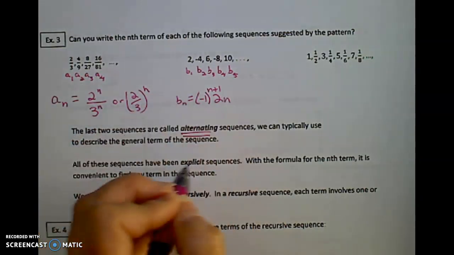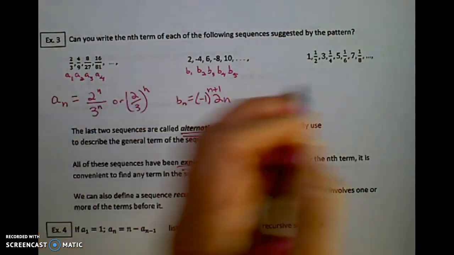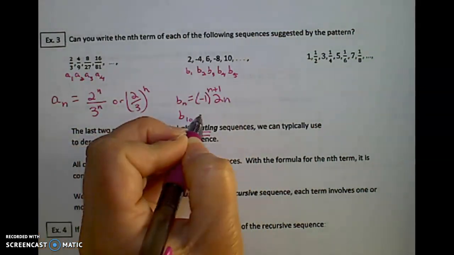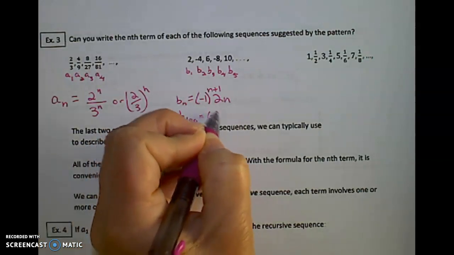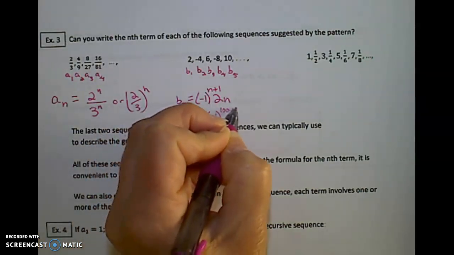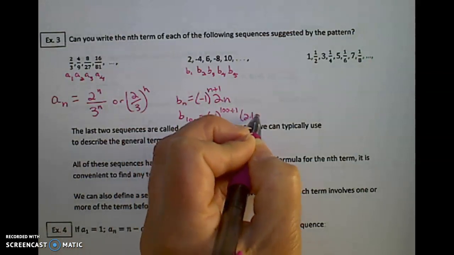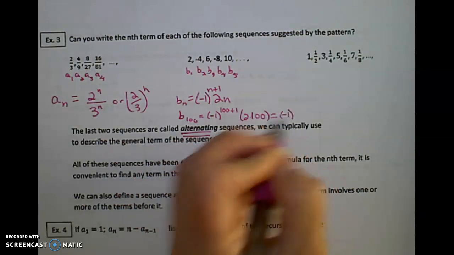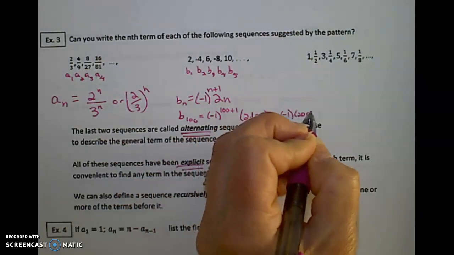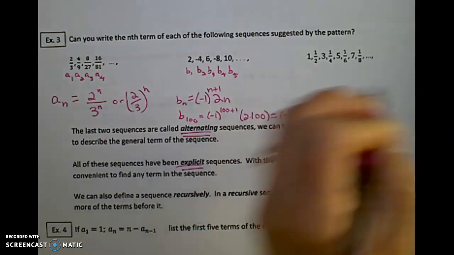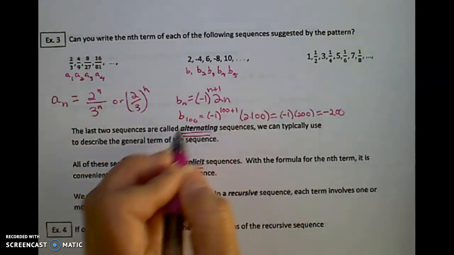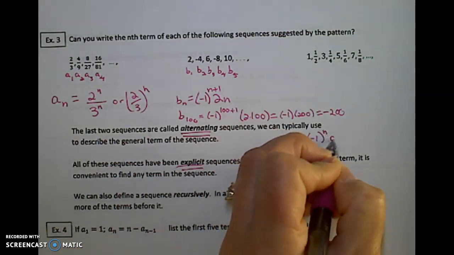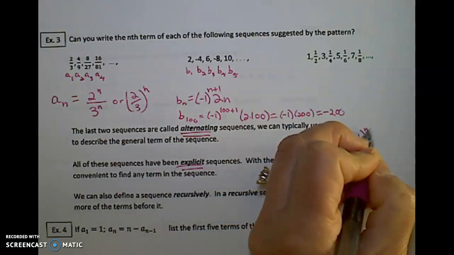The nice thing about an explicit sequence, which all of these is, I can find an explicit formula. If I asked you to find the 100th term of this pattern, you could. That would be negative 1 raised to the 100th plus 1 times 2 times 100, which would be negative 1 to the 101st, which is negative, times 200, which is negative 200. So that's the nice thing about these explicit sequences. Again, for this alternating pattern, we usually use one of these tricks, negative 1 to the n, or negative 1 to the n plus 1.